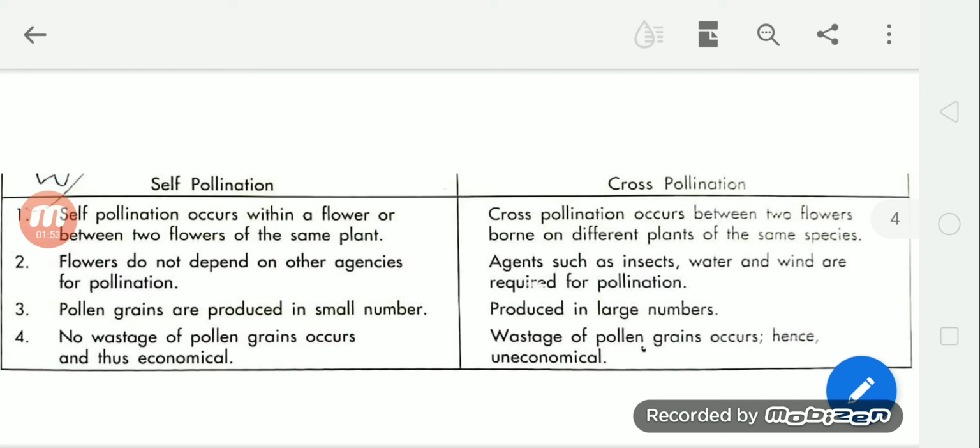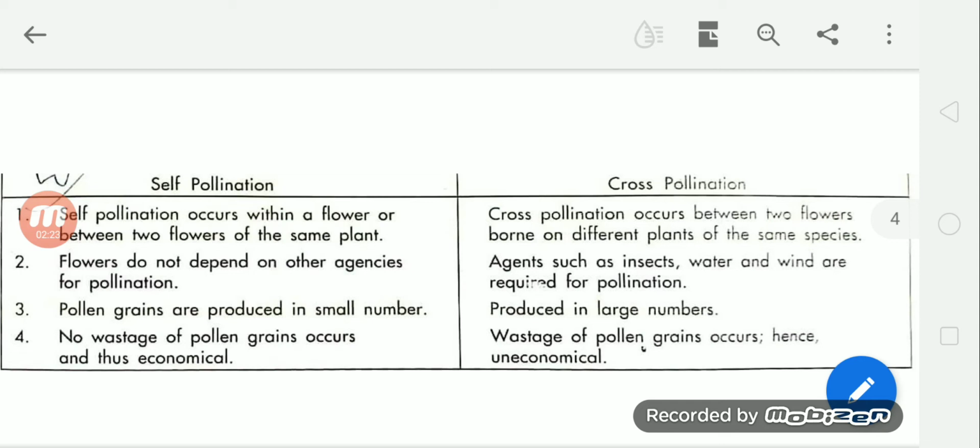Self-pollination versus cross-pollination. Self-pollination occurs within a flower or between two flowers of the same plant. Cross-pollination occurs between two flowers borne on different plants of the same species. In self-pollination, flowers do not depend on other agencies for pollination. In cross-pollination, agents such as insects, water, and wind are required for pollination.